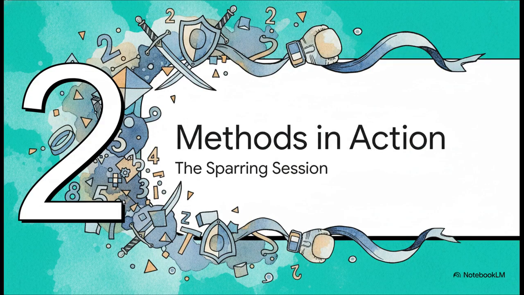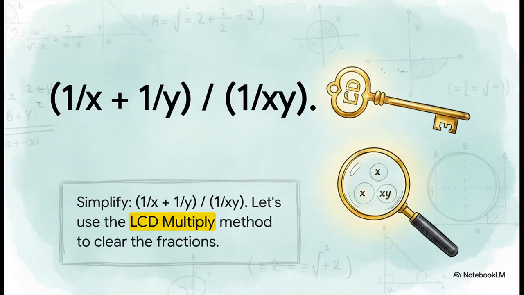Okay, theory is one thing, but let's see how these actually work in a real problem. It's time for a little sparring session. First up, we've got 1 over x plus 1 over y, all divided by 1 over xy. Now, this looks pretty messy, right? You've got addition up top. This makes a perfect candidate for that LCD multiply method, which is going to clean this right up.